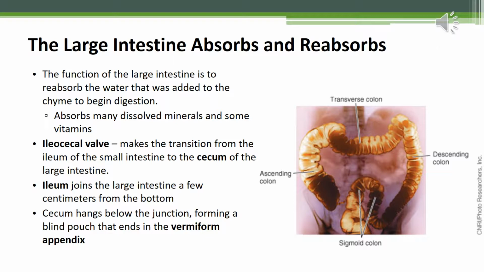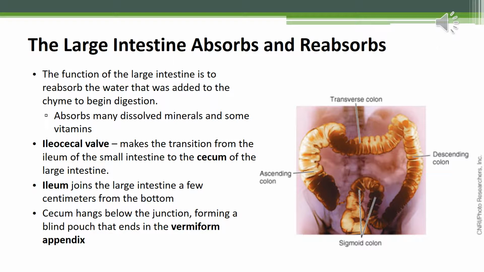Now the ileocecal valve is what makes the transition from the ileum of the small intestine to the cecum of the large intestine. And the cecum in humans is not really functioning, so just take note of that. The ileum is the part of the small intestine which joins the large intestine just a few centimeters from the bottom of the large intestine. The cecum actually hangs below this junction, and this forms a blind pouch that ends in the vermiform appendix, and we'll just call this the appendix.